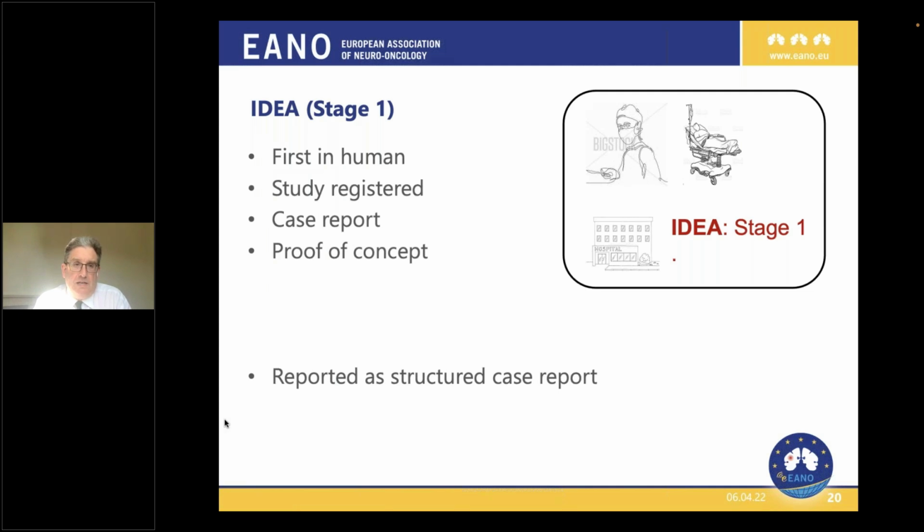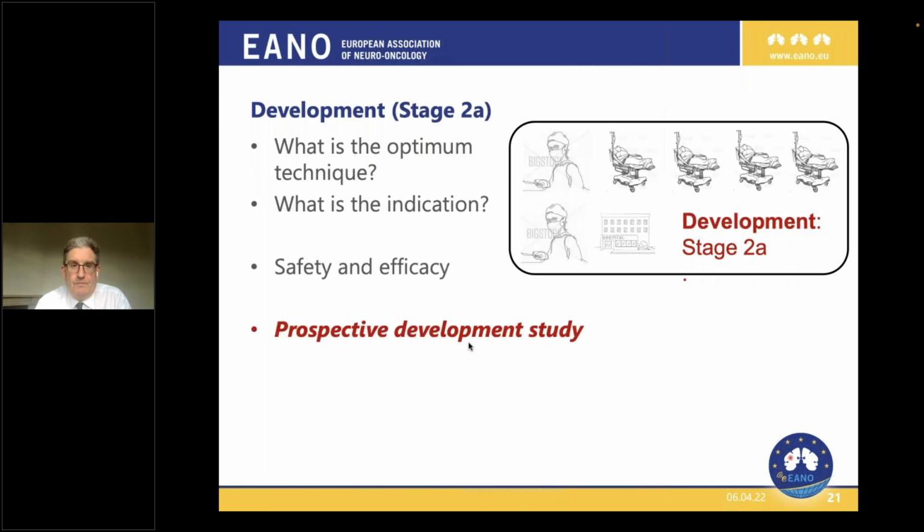So this is the idea stage, stage 1. And this is basically the first in humans study. It needs to be registered so that there's a database that we have information about these patients, and it tends to be a single patient operated on by a single surgeon in a single hospital. It's a case report effectively. It's designed to be a proof of concept, and it is advised that it is reported as a structured case report.